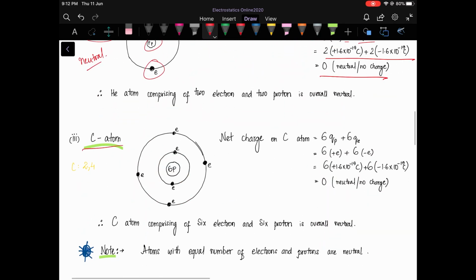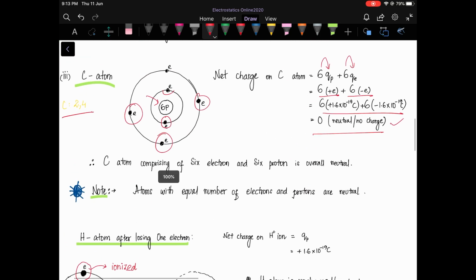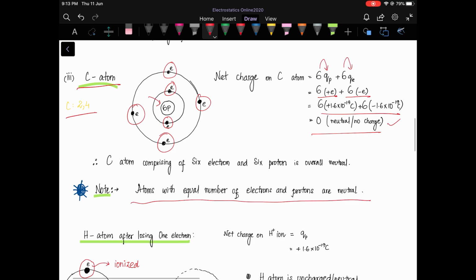Moving on to carbon atom, you can see the configuration is 2, 4. That means we have 2 electrons in the first shell, 4 electrons in the second shell, and of course we have 6 protons in the nucleus. So again, you can see we have taken 6 times the charge on each proton, 6 times the charge on each electron, and when I solve this again, we are going to get 0 or neutral. So I can easily say the atoms with an equal number of electrons and protons are going to be neutral.